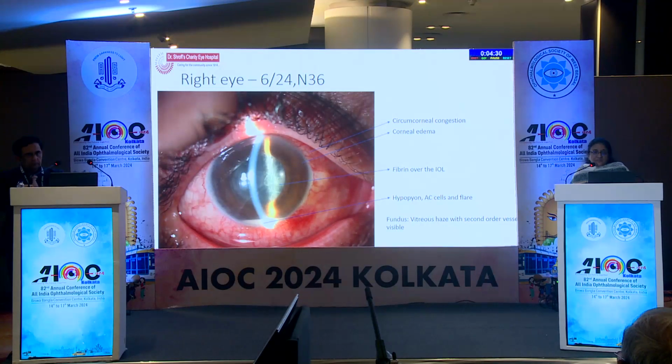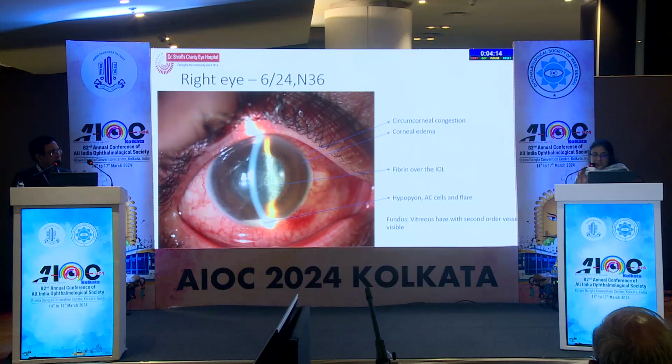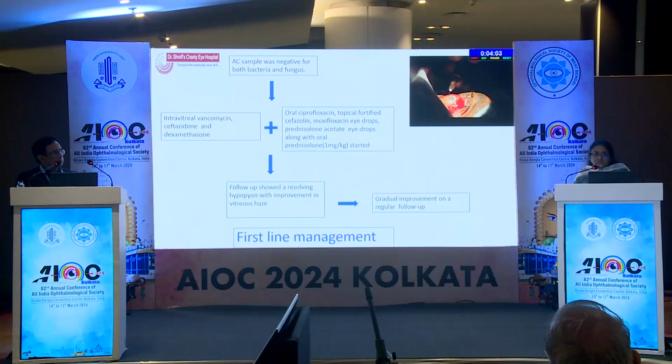The vision was 6/24, N36. It was a highly inflamed eye with an element of corneal edema, a lot of fibrinous reaction over the IOL, with hypopyon, AC cells and flare. As far as the fundus is concerned, there was an extensive vitreous haze. However, second order retinal vessels were visible. So we took an AC sample and it was sent for microbiological examination, both for bacteria and fungus.